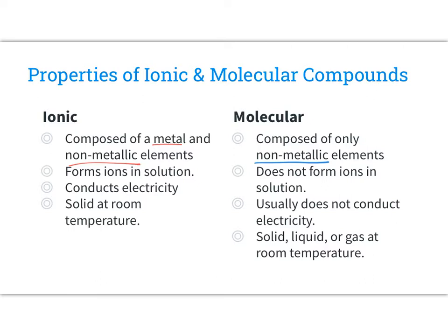Ionic compounds form ions in solution, so positive and negative things, I'm going to call them. Whereas molecular compounds do not form ions in solution. They are always neutral. Ionic compounds conduct electricity because of these positives and negatives. And molecular compounds usually don't conduct electricity because there's no positives or negatives.